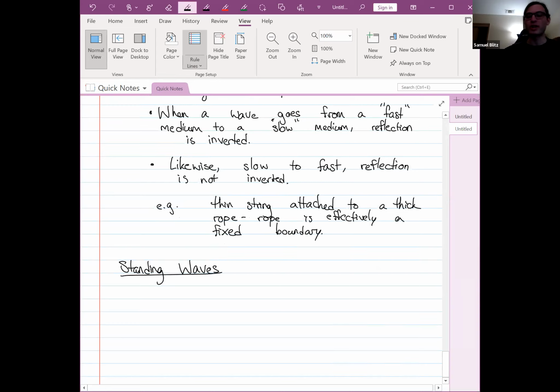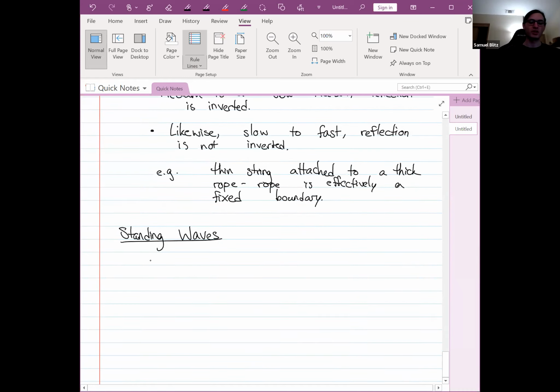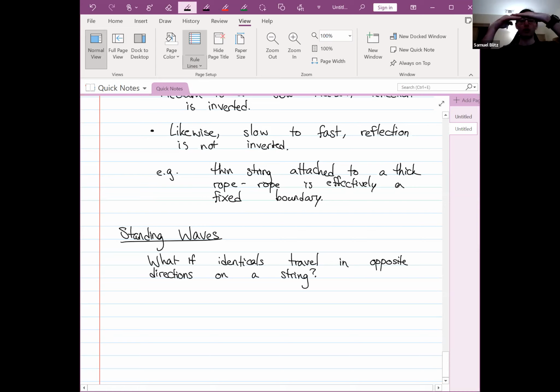So standing waves in general are not actually waves, but standing waves kind of answer the question, what if identical waves travel in opposite directions on a string? Well, I mean, they're going to interfere with each other. That much we know is true. They'll add up. But they're both passing over each other, and so their troughs will sometimes align and sometimes they'll anti-align.